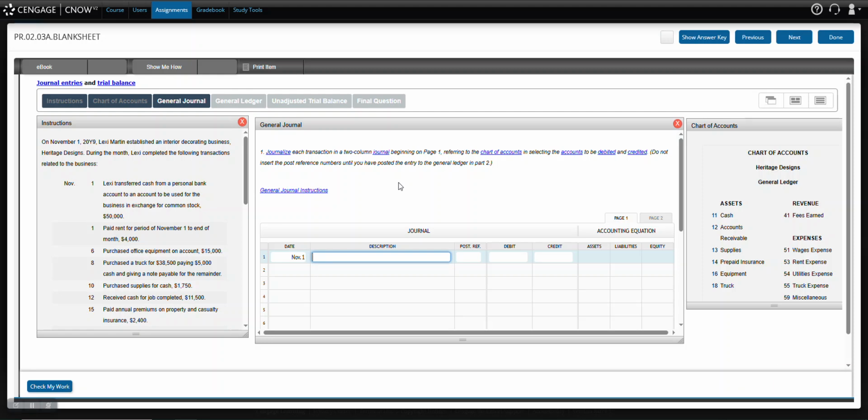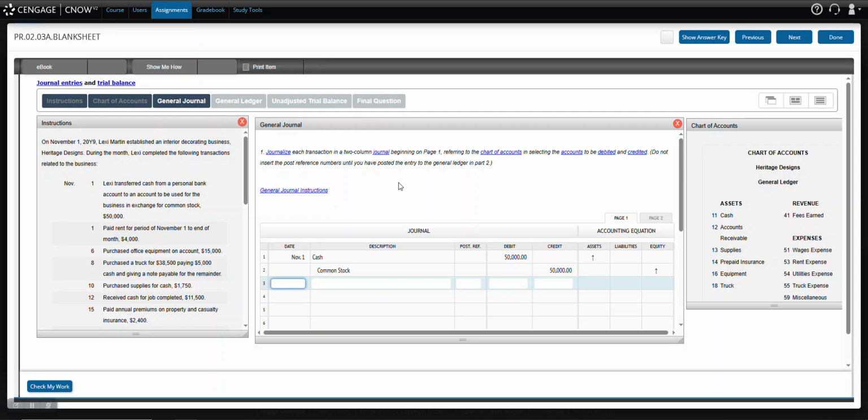Cash is what's coming into our business. When we receive cash, cash is going to increase, and we know that our assets increase with a debit. So we're going to debit our cash account for $50,000. The reason we're getting cash is that our owner has invested it into the business in exchange for ownership rights, or equity rights, in the business. So she's going to get common stock. Common stock, therefore, is going to increase as well, and we know that our equity accounts increase with a credit.